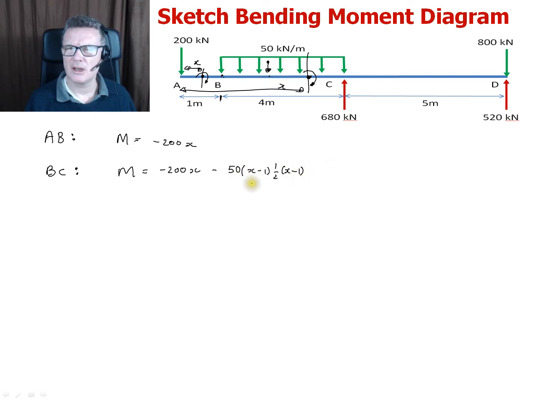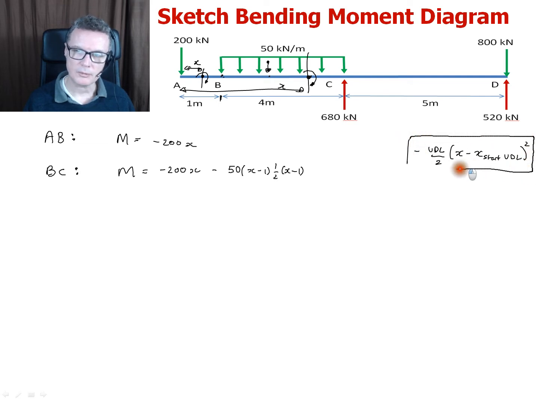I think it's not in your formula booklet, but the other way would be to memorize the formula, sort of the cheat way, which was just saying that if you're moving through a UDL, use the formula UDL value, divided by a half, X, take away the start position of the UDL, all squared. So you could use that cheat formula to come up with the same thing.